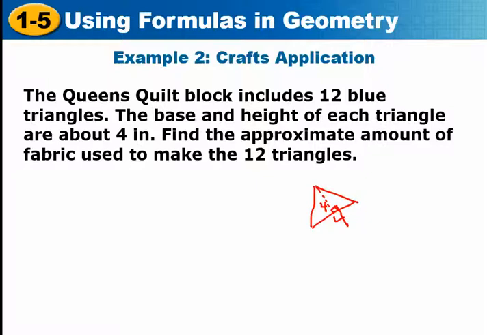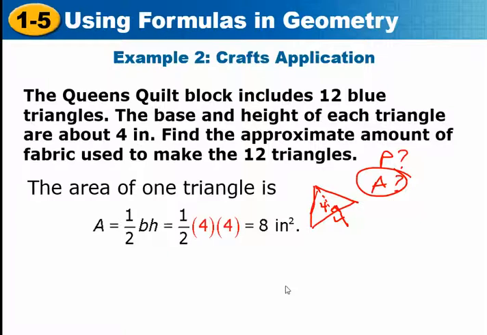And we have to find the approximate amount of fabric. Are they looking for perimeter or area? Amount of fabric would be how much you would include in all of this. So that would be area. Alright, so we need to find the area of one of those triangles, and then we have 12 of them.